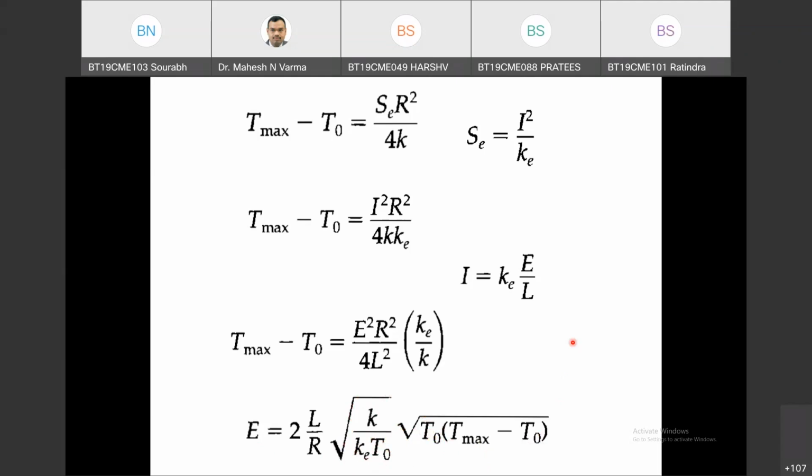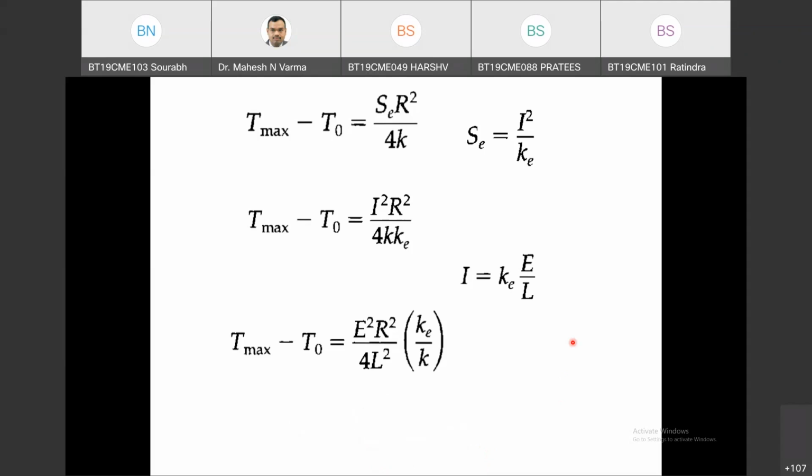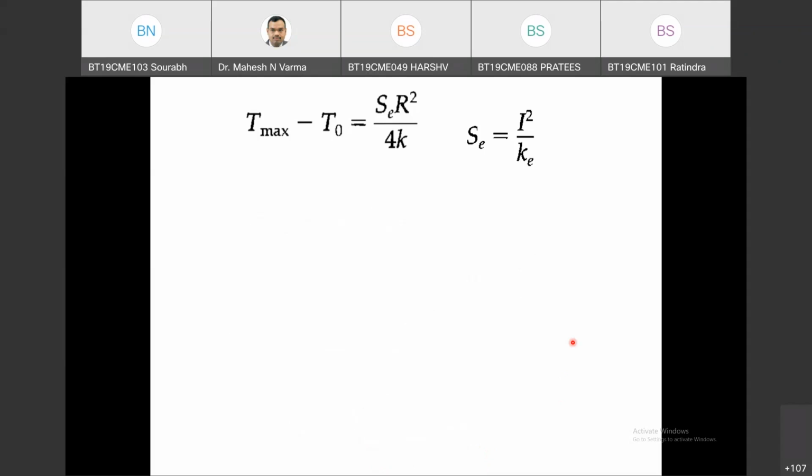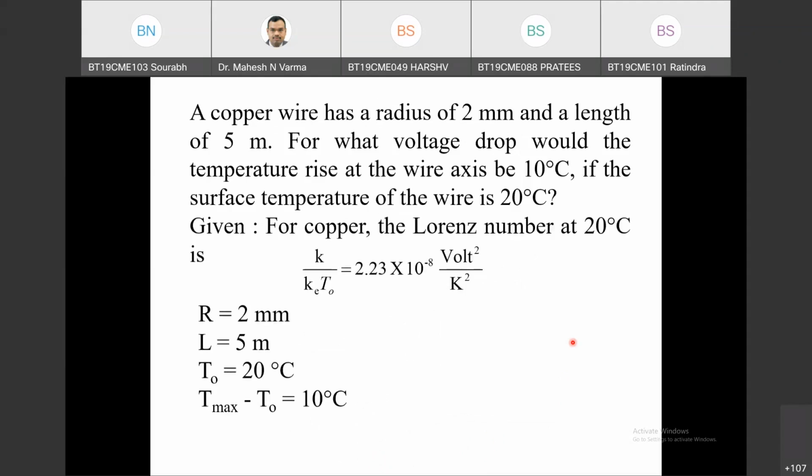It was given that the temperature at the surface is 20 degrees Celsius and at the axis there is a rise of 10 degrees Celsius. So are we considering that the temperature of the whole wire is the same? Will the temperature at the axis and surface not vary? It will vary, no? What are you telling? In the question it is given that the temperature at the surface is 20 degrees Celsius.